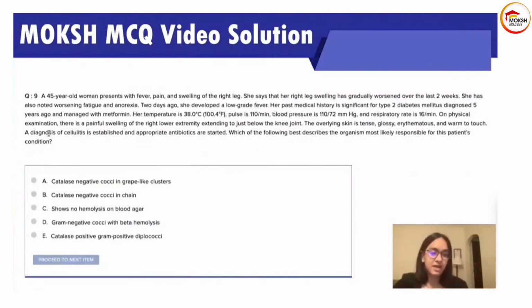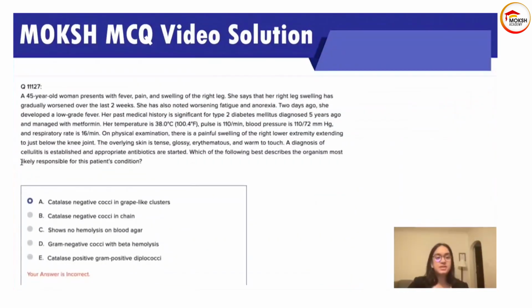So they've given you the diagnosis. All you need to know is which organism most likely causes cellulitis and the characteristics. So is it a catalase negative cocci in grape-like clusters, catalase negative cocci in chains, no hemolysis on blood agar, gram-negative cocci with beta hemolysis, or catalase positive, gram-positive diplococci? They gave us the diagnosis. All they wanted you to do was identify the organism.